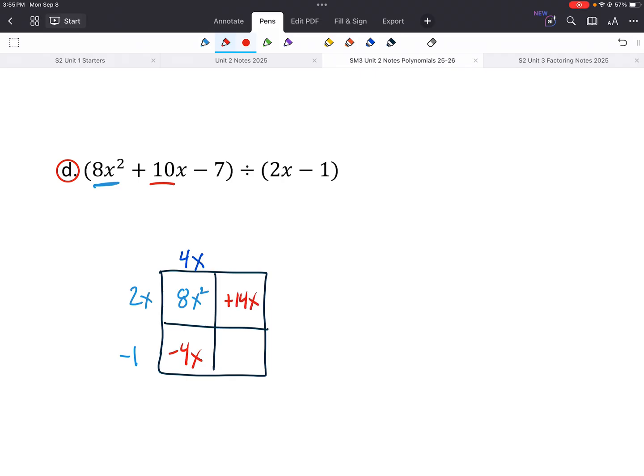And then up above, this has to be 7, because 7 times 2x will give us 14x. And then our next box would be negative 7. And that's what we want, so that means that the remainder is 0. So our answer here, again, we don't ever need to write down the remainder. It's just going to be 4x plus 7.